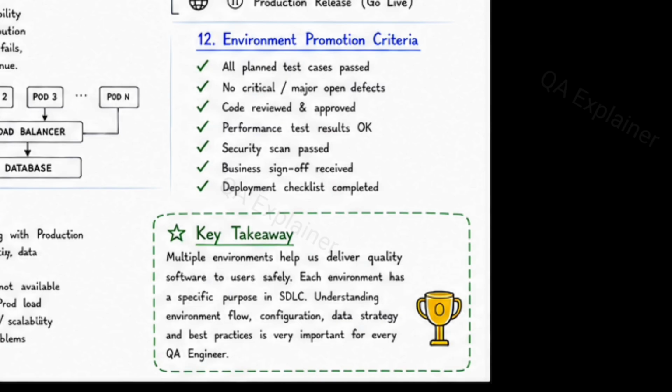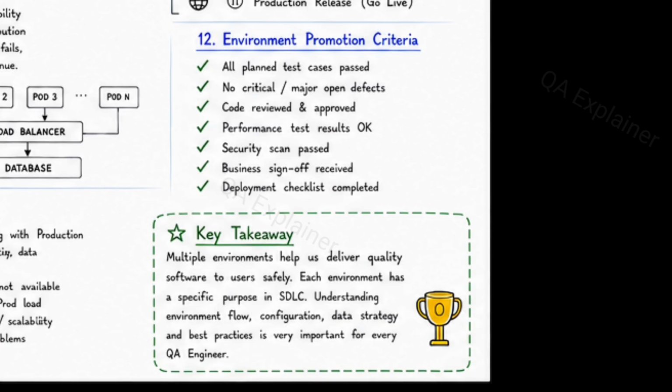Now, environment promotion criteria. This means how we validate that our environment is proper. All test cases should pass, though ideally that never happens. But in an ideal situation, all test cases should pass, no critical or major defects should be open, code needs to be reviewed and approved properly, performance test results should be okay, and security scans also need to pass. Then business sign-off is received, and the deployment checklist should be complete. These are all environment promotion criteria.